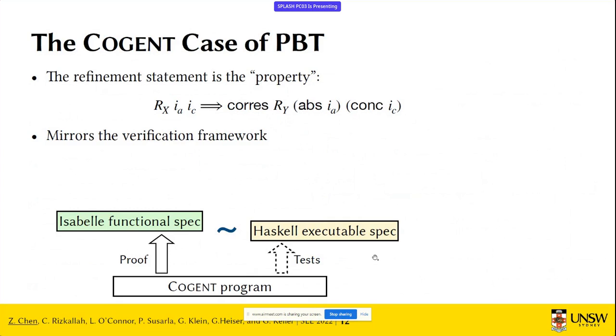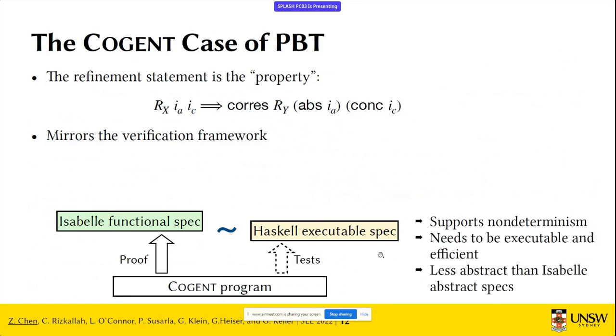The Isabelle functional specification and the Haskell executable specification resemble each other very closely, with some minor differences. In the Haskell executable specification, we also want to support some levels of non-determinism so that it can stay abstract. But at the same time, it needs to run, and it needs to run fast, because every time you run property-based testing, it generates tens of thousands of tests.